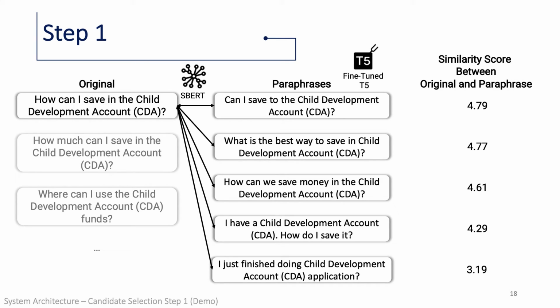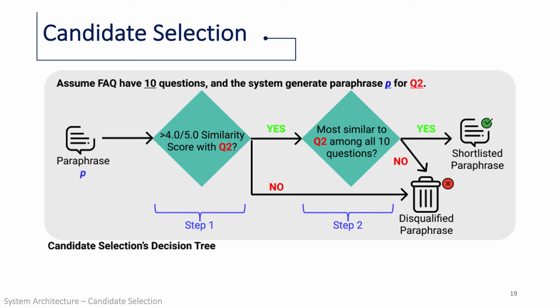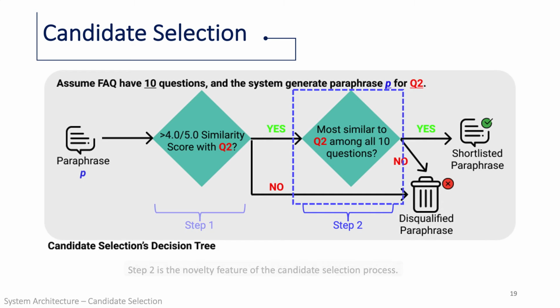We will then carry out step 1 by checking whether the similarity score is above 4.0. Paraphrases above 4.0 are accepted, while paraphrases below 4.0 are rejected. The paraphrases accepted in step 1 are passed to step 2.